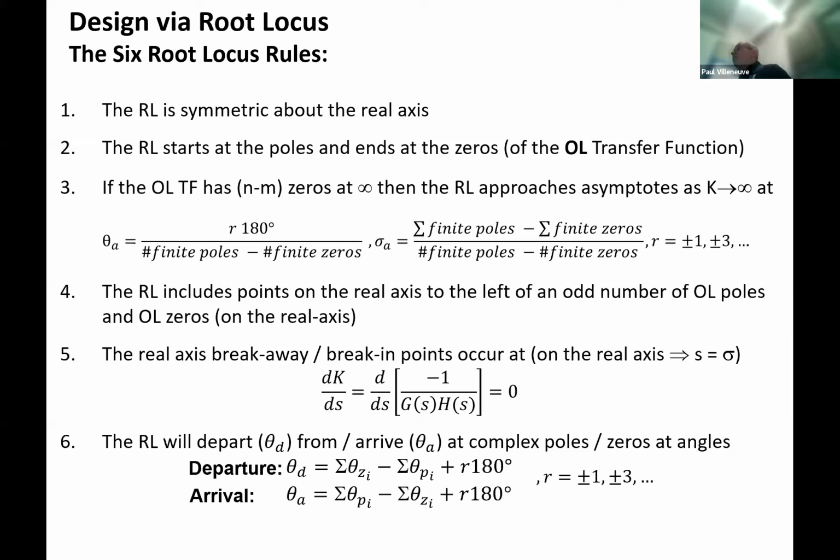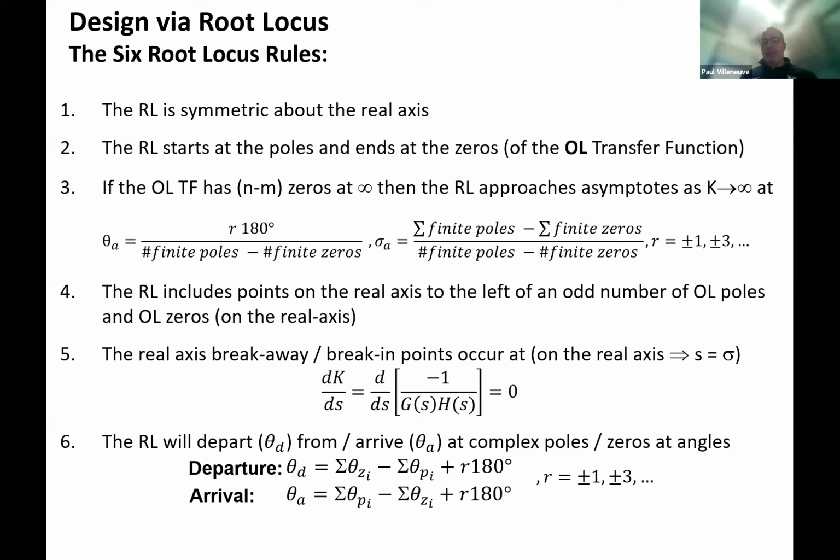The root locus only lives to the left of an odd pole or zero on the real axis. If we have to leave the real axis, we solve dK/ds, set it equal to 0, and solve for the roots. And now, our departure and our arrival angles, we just did.